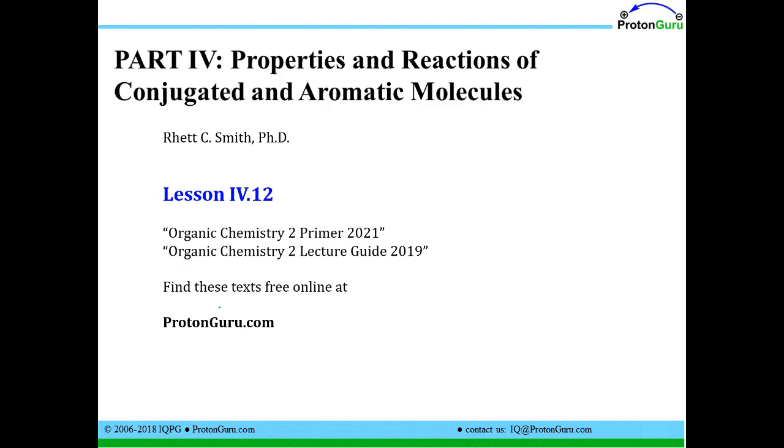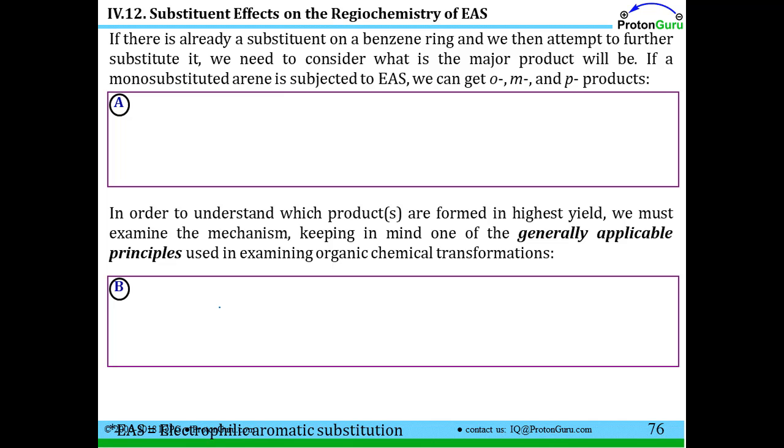Today we're going to be covering Lesson 4.12, and we're going to continue our discussion of substituent effects on electrophilic aromatic substitution processes. In our last lesson, we talked about how a substituent on benzene would affect the rate of the next electrophilic aromatic substitution process. Well, if there's already a substituent on the benzene ring, we actually have three potential isomers we can form when we add a second substituent.